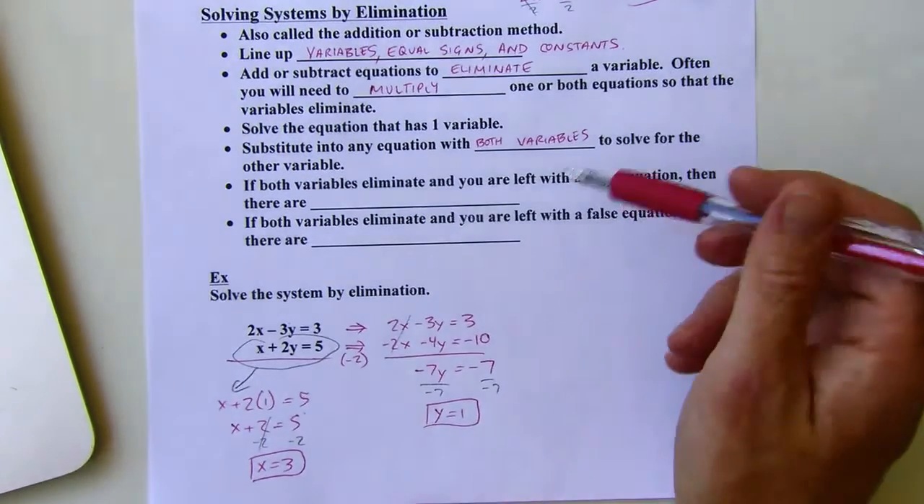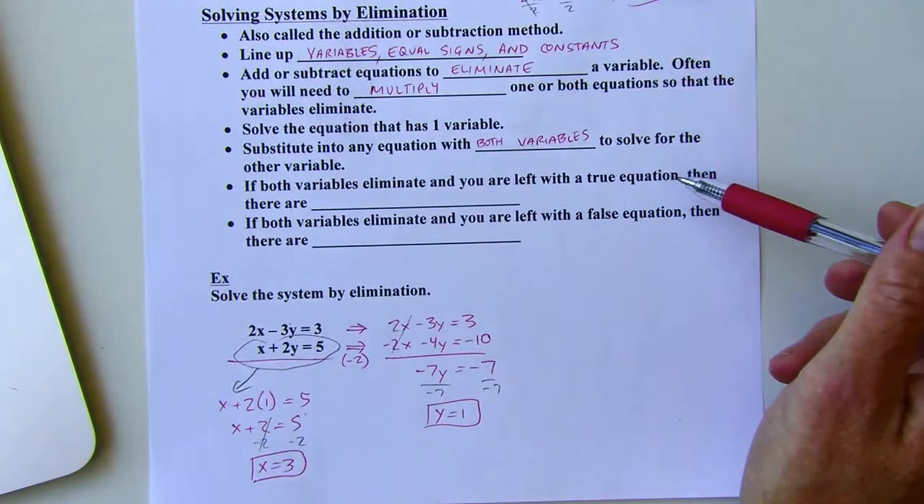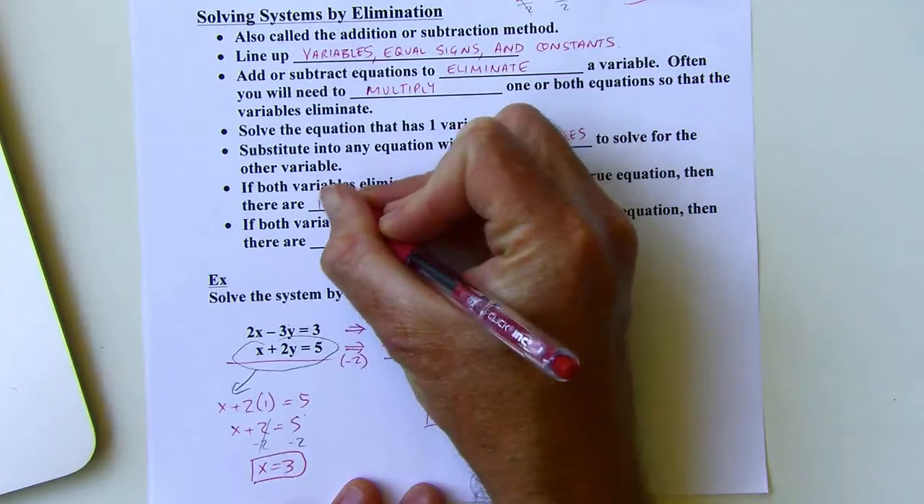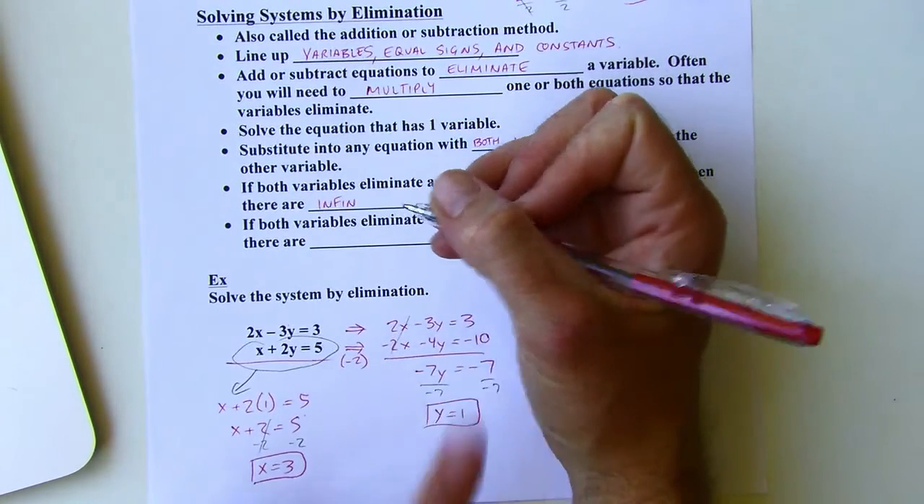Okay. If both variables eliminate and you are left with a true equation, then there are infinite solutions. So sometimes the x and the y, when you do this step, will both cancel out.